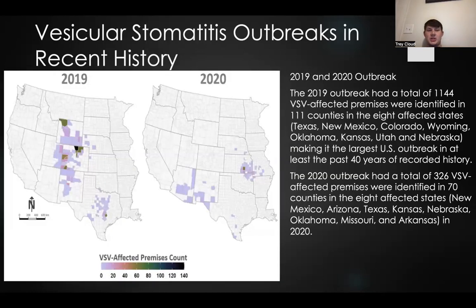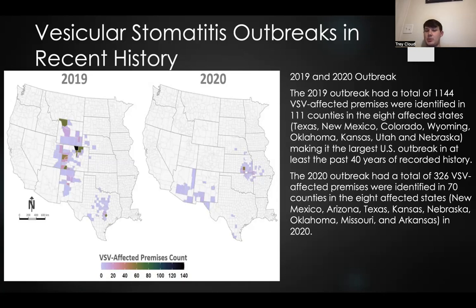And then I found this really interesting, the vesicular stomatitis outbreaks in recent history in the United States. There was one in 2019 and one in 2020. The 2019 outbreak had a total of 1,144 affected premises, and that was in 11 counties over 8 states. The states being Texas, New Mexico, Colorado, Wyoming, Oklahoma, Kansas, Utah, and Nebraska. It actually was the largest U.S. outbreak in at least the past 40 years of recorded history.